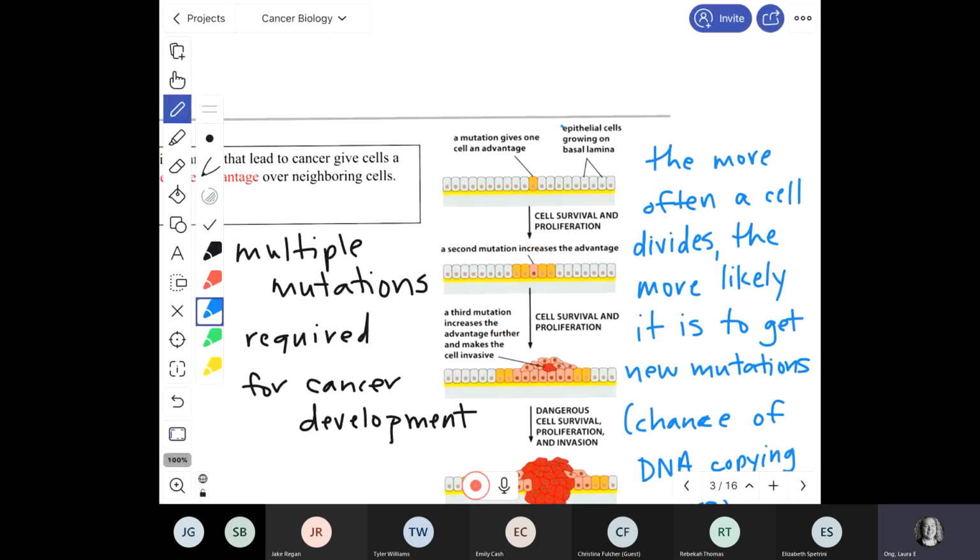I think that's worth writing on here. Epithelial tissues are one of the most common sources of cancer.